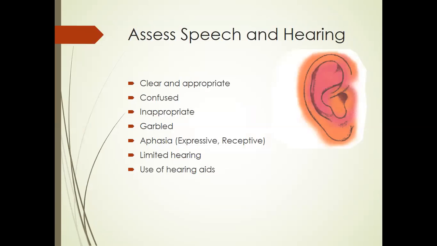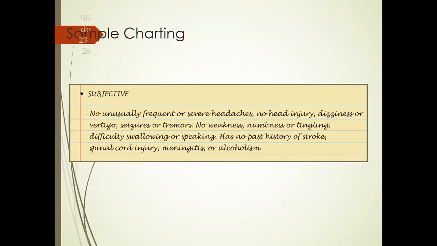Now, assess speech and hearing: clear and appropriate, confusion, inappropriate, garbled, aphasia, which is expressive or receptive, limited hearing, or use of hearing aids. Now, in this picture, you can see the sample charting. It means this is the example of how you write an assessment form.